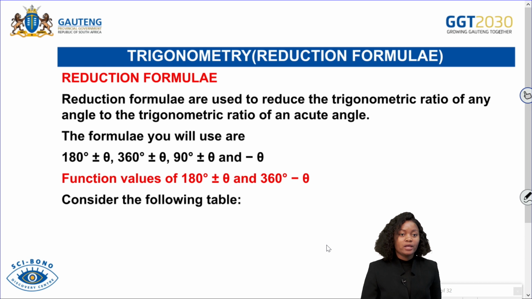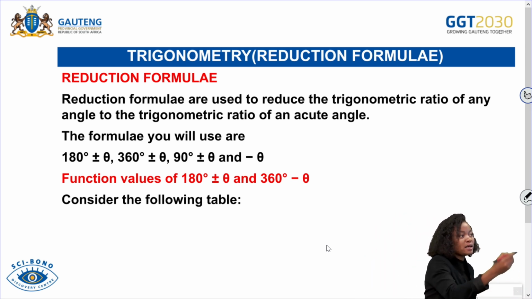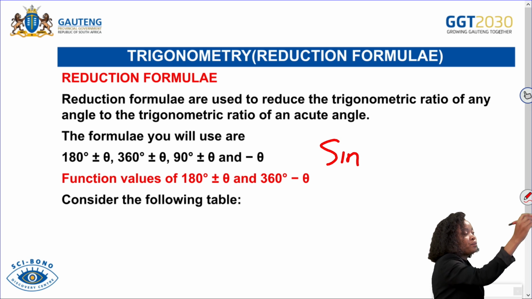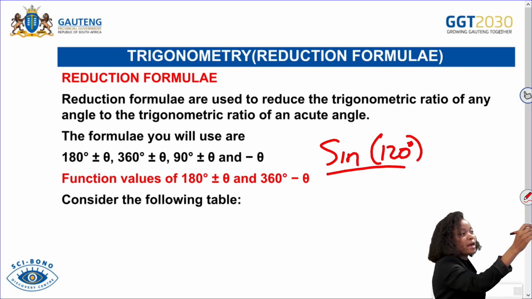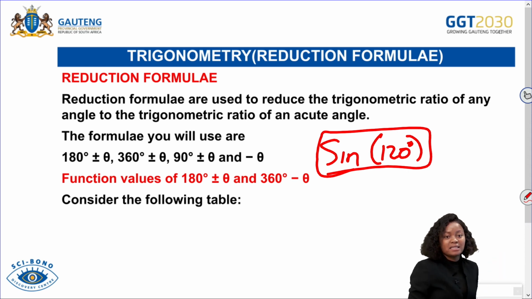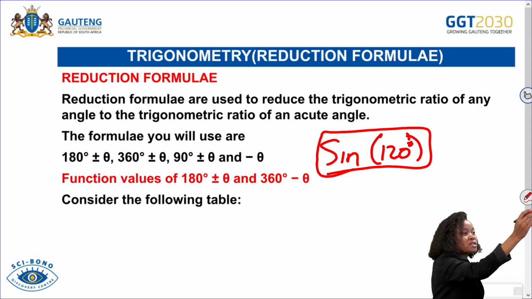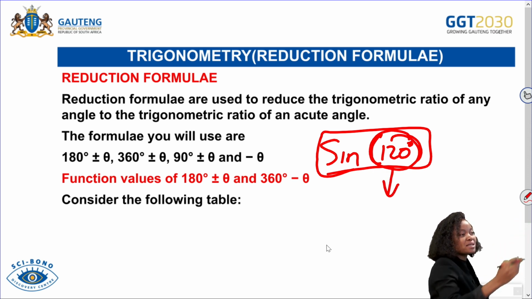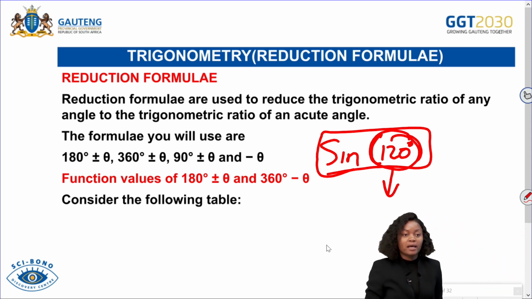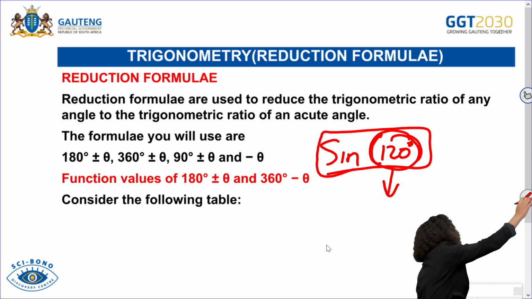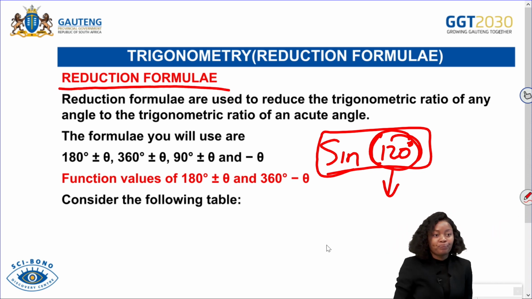Reduction formulae are used to reduce a trigonometric ratio of any angle to the trigonometric ratio of an acute angle. So for instance, if you are given something like sine of 120 degrees, this angle is bigger than 90 degrees. So we say it's an obtuse angle. So if we want to reduce this angle to something which is less than 90, which is an acute angle, we use what we call the reduction formulae.